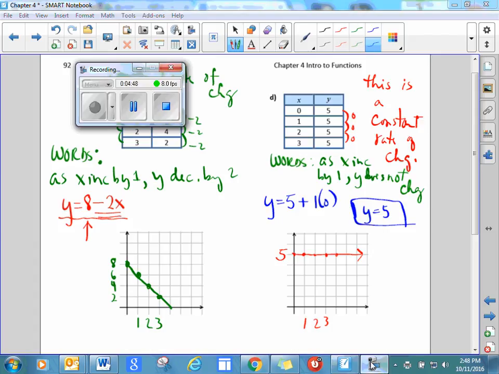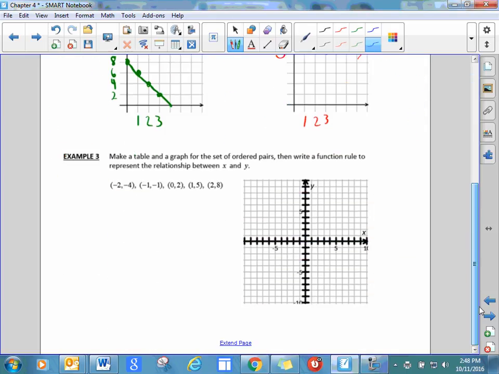Okay, let's see. How long are we doing here? Okay. Let me go down and do one more. Just stick with me for a couple more minutes, and we'll get this page done.